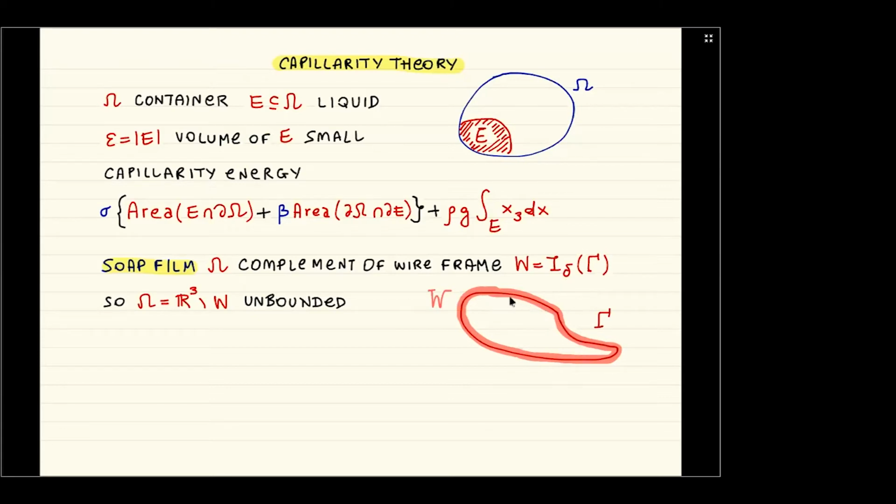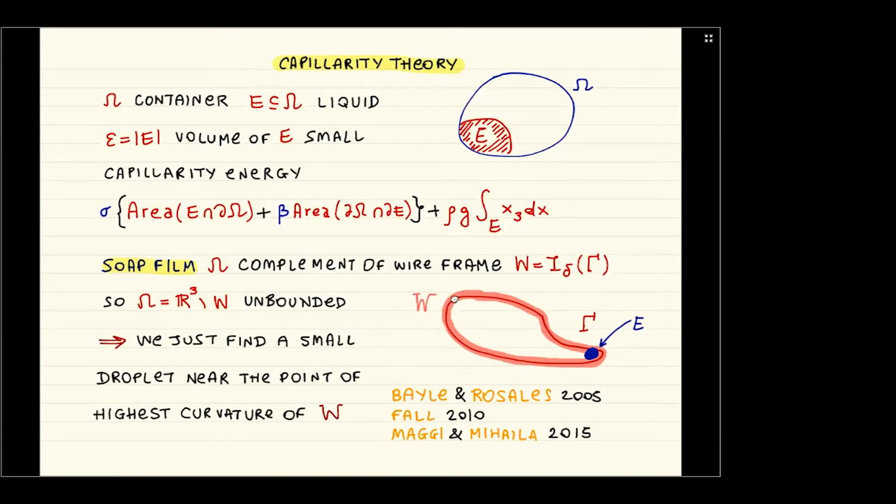Gamma is a one-dimensional curve, but we have to understand it as a three-dimensional object now. So we take a delta neighborhood of this curve gamma. And then the container for our application of capillarity theory will be the complement of this solid curve. So our subfilms are constrained to live in the complement of this very peculiar container.